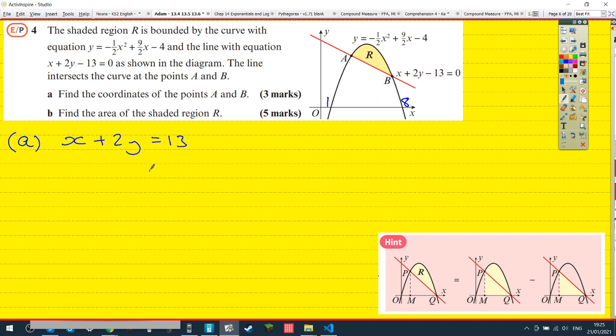So it's 2y equals 13. So 2y equals 13 minus x. Yeah, okay. So, and then you divide by 2. Yeah. So it'd be y equals 13 over 2 minus x over 2. Yep.